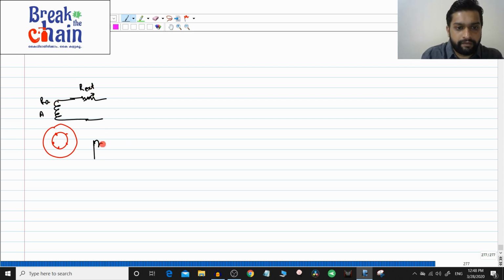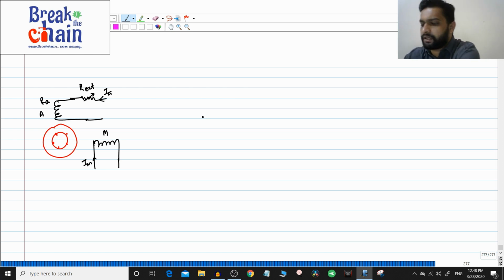Okay, then you are having your main winding here. This current is IM, this current is IA, and these two are connected in parallel to the same supply V. That I am not showing here now. So now we have to draw the phasor diagram, right? Now we have to draw the phasor diagram.